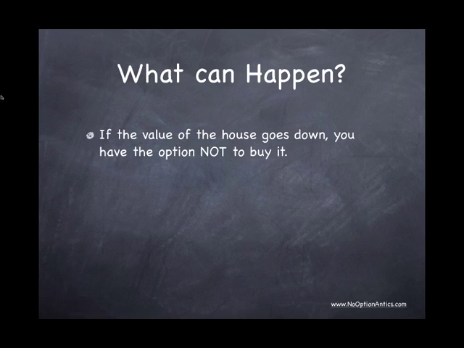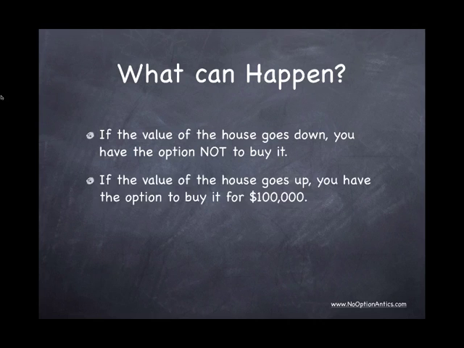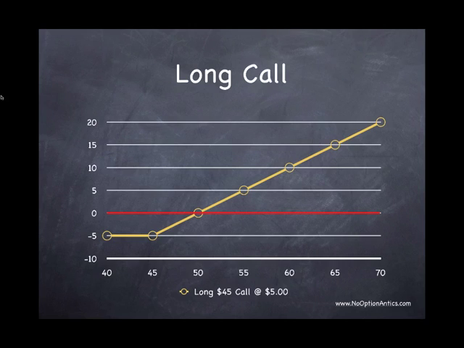So what can happen? Well, if the value of the house goes down, you have the option or choice not to buy it. If the house goes up in value, you have the option to buy it for $100,000, no matter how high it goes. If it goes to $200,000, $300,000, $400,000, your option gives you the right or the contract to buy that home for the $100,000. You can use the option only if it gives you a benefit. There would be no other reason to use it.